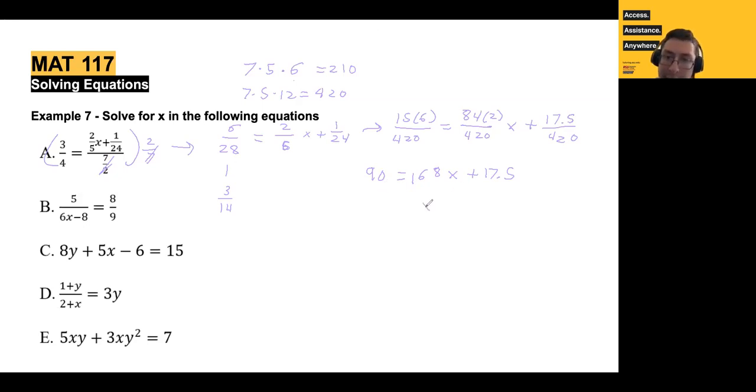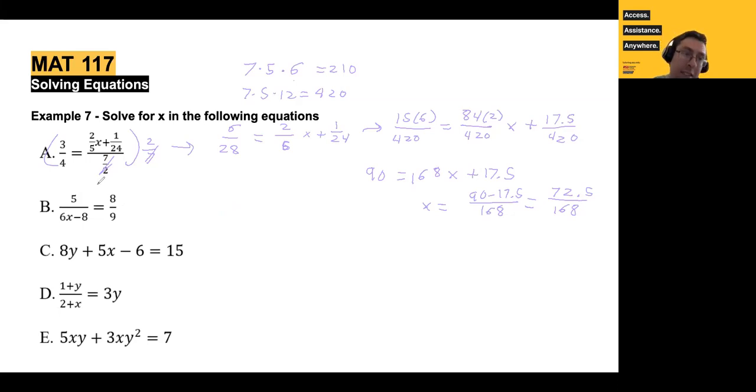So x is just 90 minus 17.5 over 168. Whatever this becomes. I just realized it's 350. Oh no, I'm going slow today. I'll just keep it as 72.5 over 168. It's going to be a decimal that it'll be simplified to. I should have done this quicker.